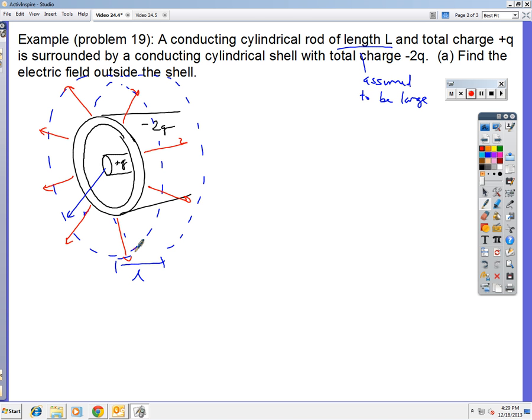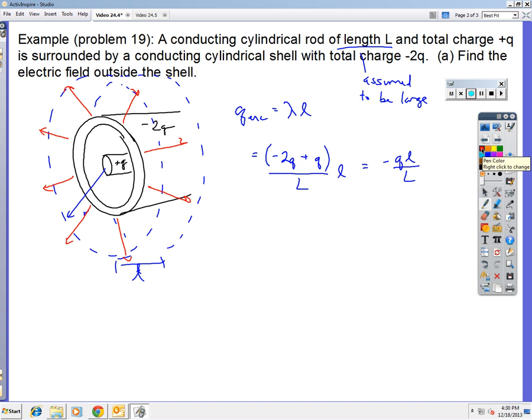Yeah, it will point inward because we've got more negative charge inside than outside. But anyway, if you look at the enclosed charge, it's equal to lambda L. But remember, lambda is the linear charge density, so the total charge divided by the total length. So the total charge is minus 2q plus q divided by length L, all times little l, which is negative q little l over big L.